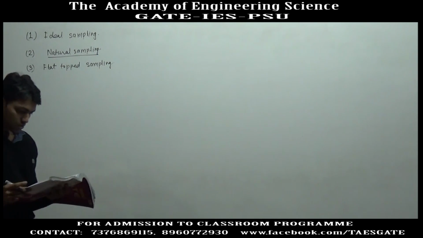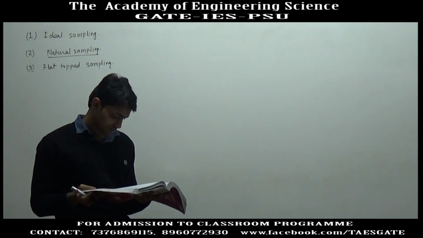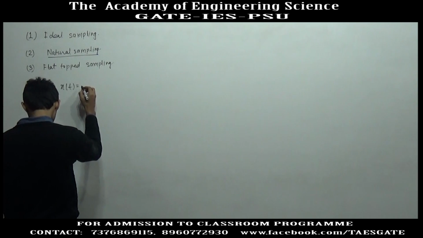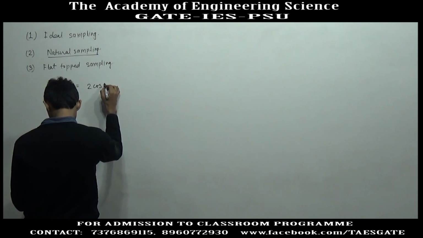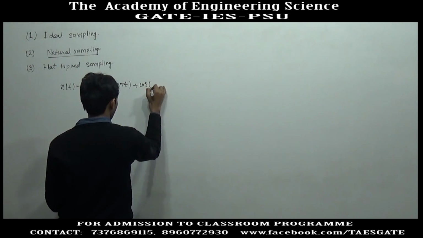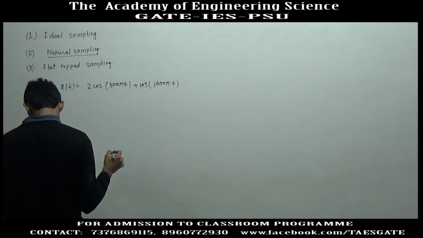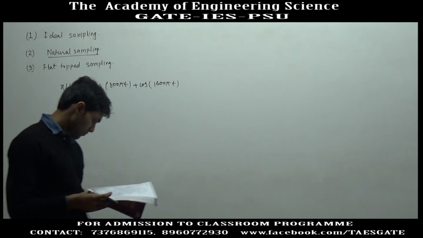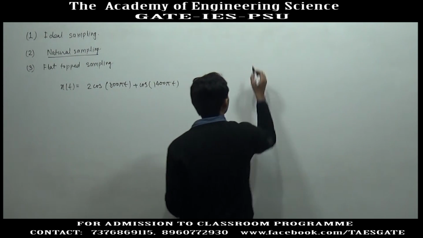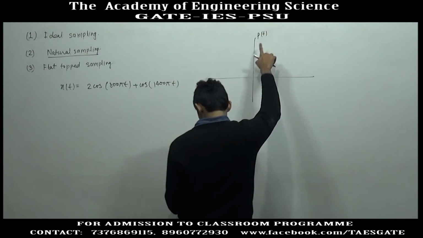This was asked in GATE 2003, and it was of 2 marks. I am reading the question. Let x(t) equal 2 cos 800 pi t plus cos 1400 pi t. This is x(t). x(t) is sampled with the rectangular pulse train shown in the figure. The rectangular pulse is given in the figure; this is p(t), which I have denoted by s(t).